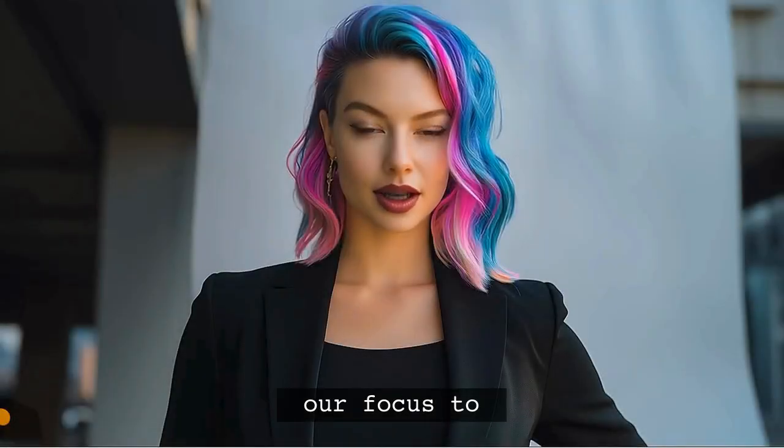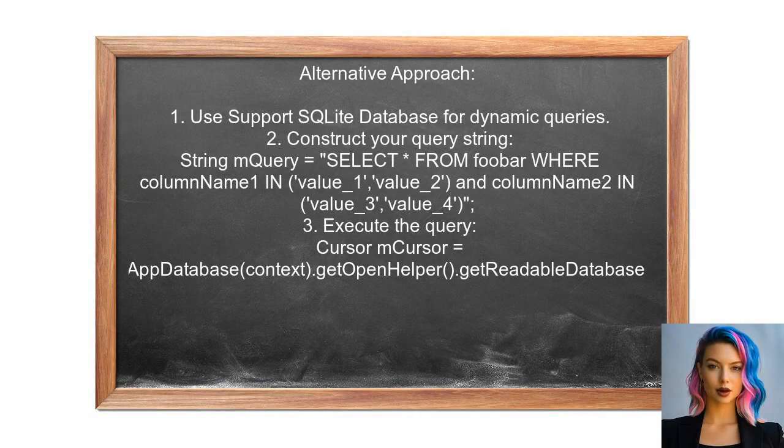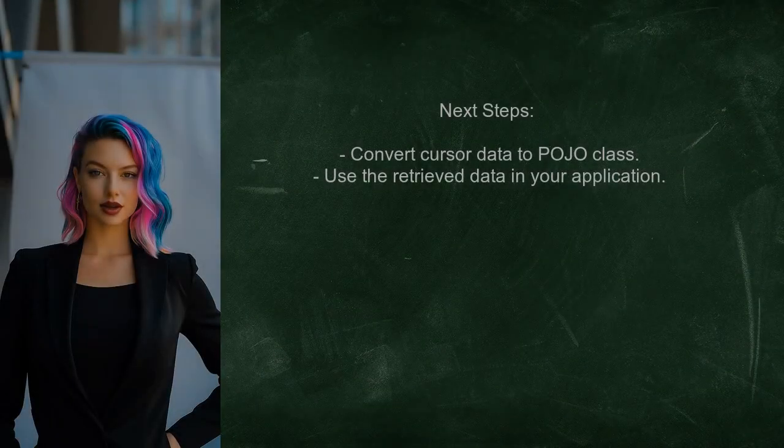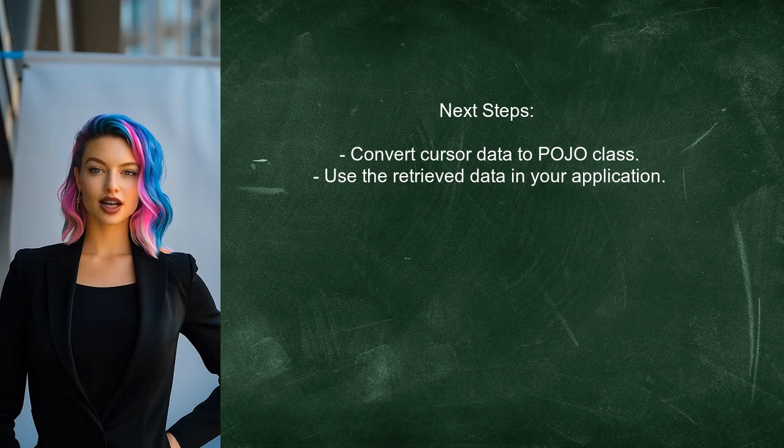Now, let's shift our focus to a different response. An alternative approach, shared by a user, involves using the support SQLite database to create fully dynamic queries in the room database. They suggest constructing a query string that includes the necessary conditions. After executing the query, you can convert the cursor data into your plain old Java object or POJO class for further use in your application.